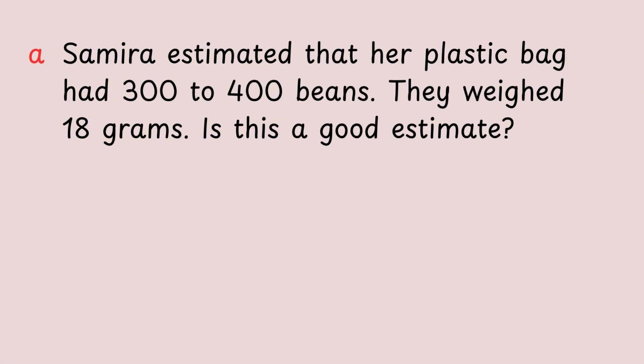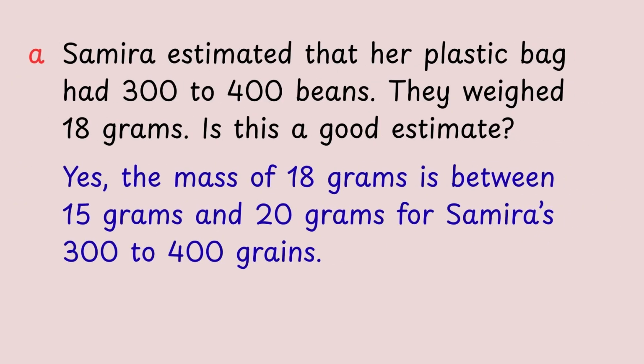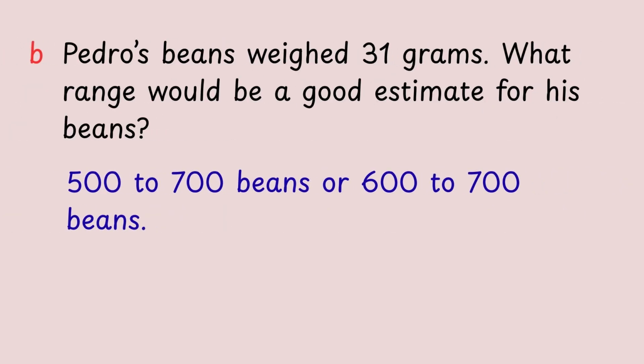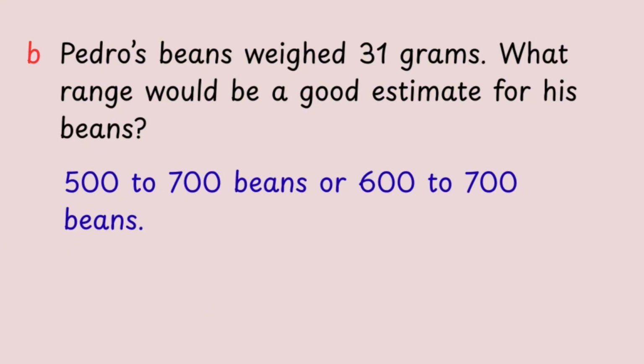A. Samira estimated that her plastic bag had 300 to 400 beans. They weigh 18 grams. Is it a good estimate? Yes, the mass of 18 grams is between 15 grams and 20 grams for Samira's 300 to 400 grams. Question B. Petrol's beans weigh 31 grams. What range would be a good estimate for his beans? 500 to 700 beans or 600 to 700 beans would be a good estimate.